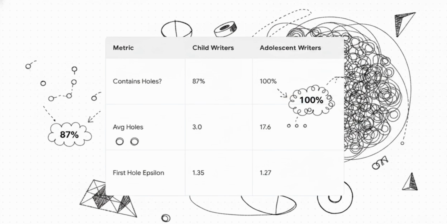And get this, even when researchers truncated the older students' essays to match the exact length of the children's essays, the older writers still produced significantly more topological loops. So older writers don't just use bigger words, they actively construct significantly more complex, looping geometric structures in their arguments.